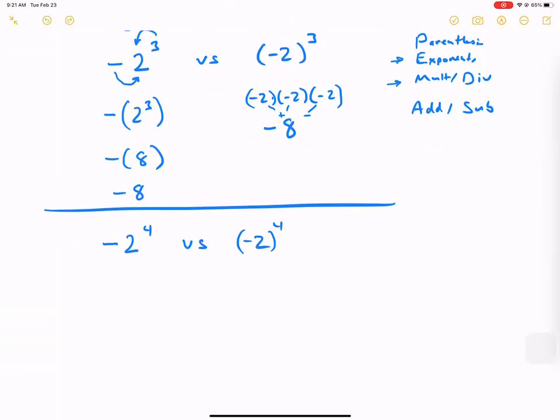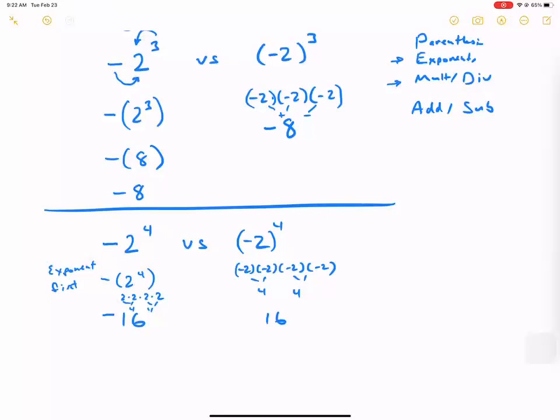If I write this like I meant to write it, we do the exponent first. So we actually have negative 2 times 2 times 2 times 2 times 2. 2 times 2 is 4. 4 times 4 is 16. So that's actually negative 16. But on the right, negative 2 times negative 2 times negative 2 times negative 2 is positive 4, positive 4, positive 16. These are not the same answer, though they look so similar.